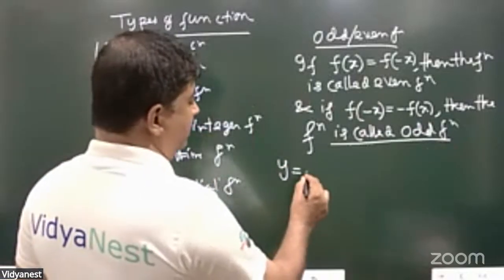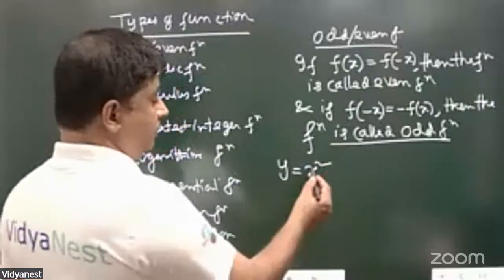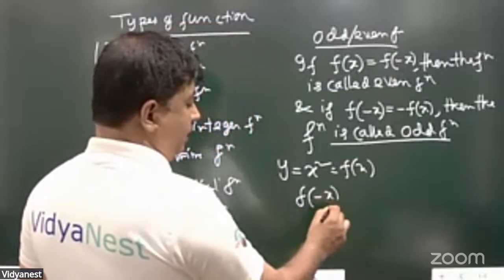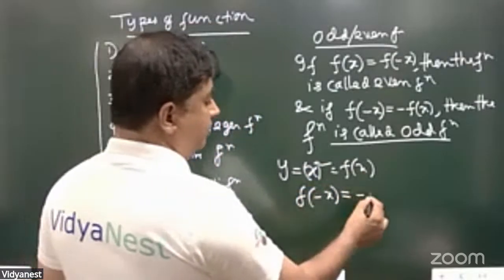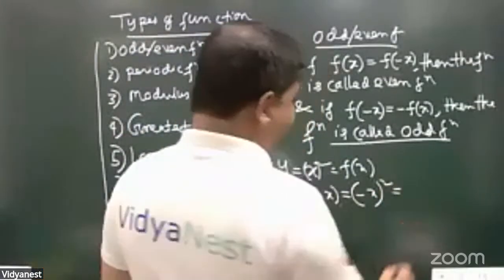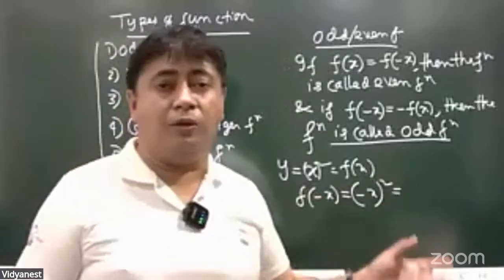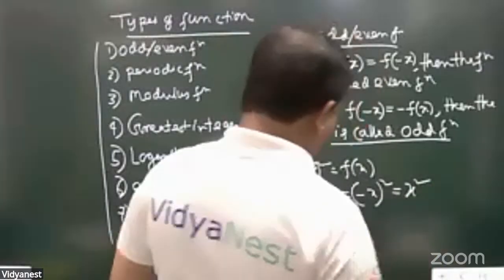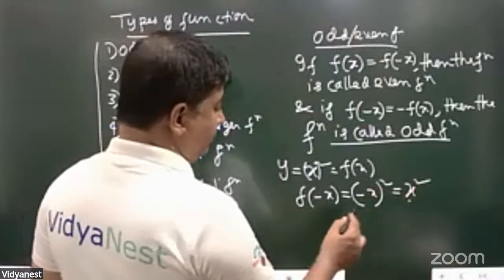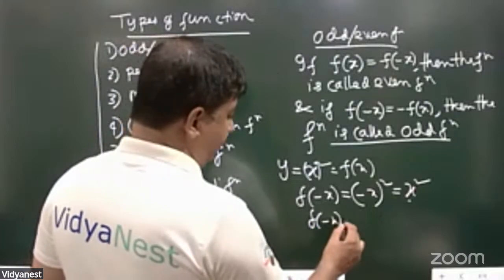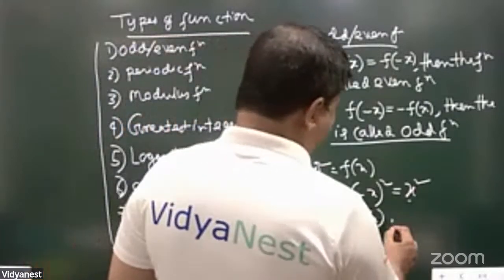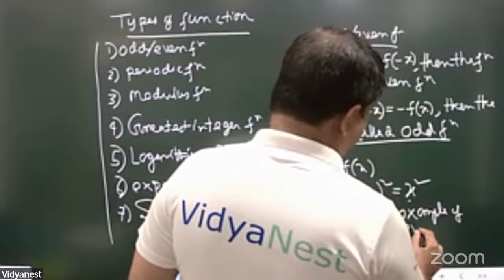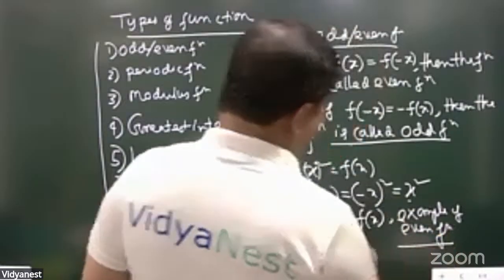Example, suppose you have y is equal to x square. Obviously, it is a function of x. So I am replacing x by minus x. Will this minus sign remain? No, it will be absorbed because the power is 2. So f of minus x is equal to x square. So we have got an example of an even function.